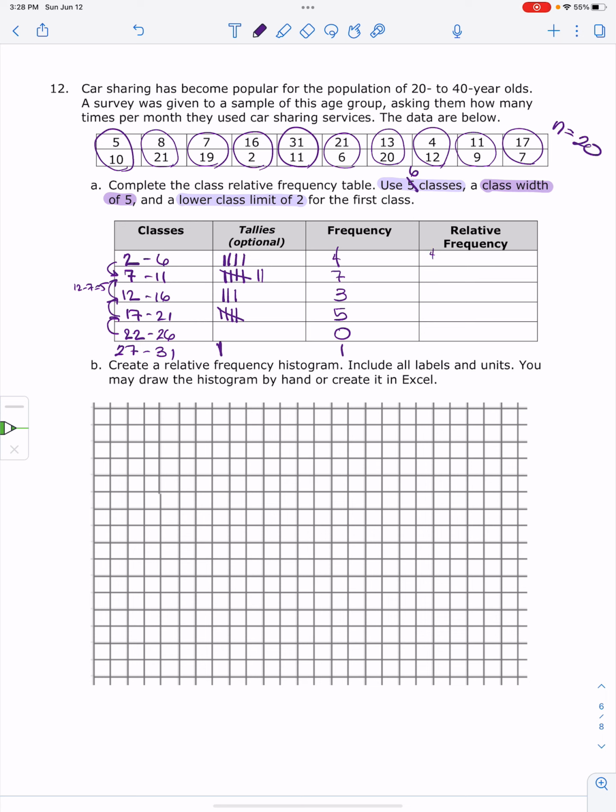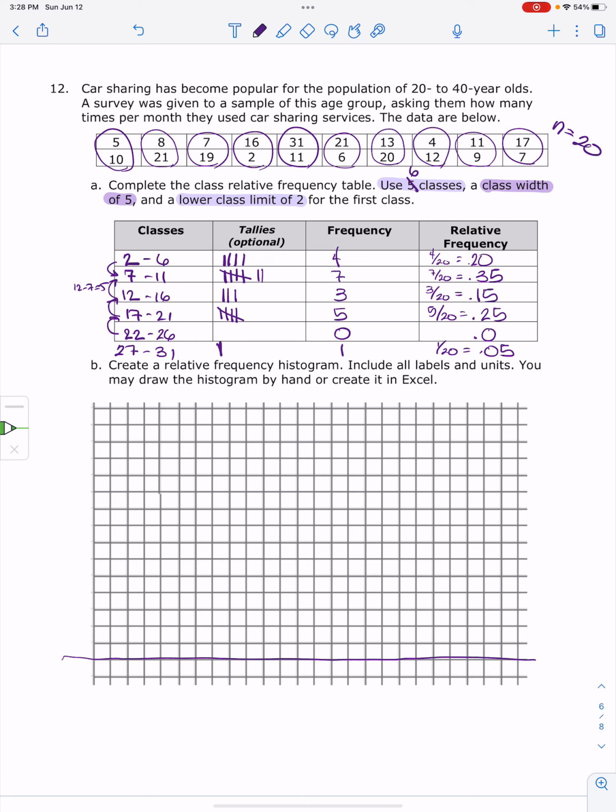So my relative frequency, 4 divided by 20, which is 0.20. I got 7 divided by 20, which is 0.35. 3 over 20 is 0.15. 5 over 20 is 0.25. 0 over 20 is 0, and 1 over 20 is 0.05. A quick add shows me that that adds to 1, so I know I have not forgotten anything.